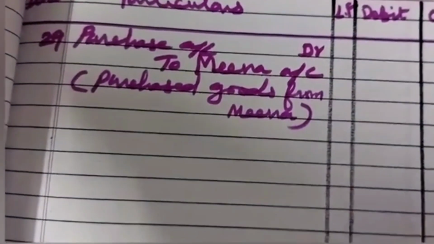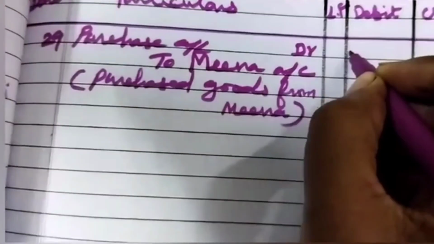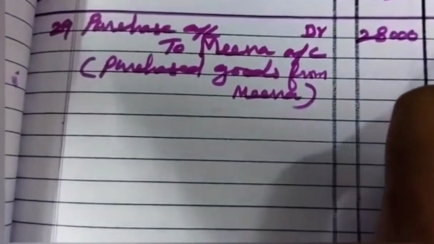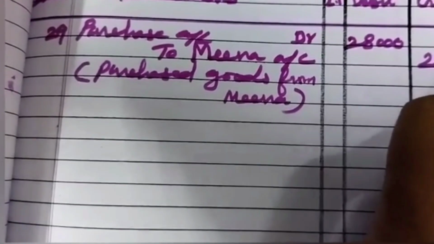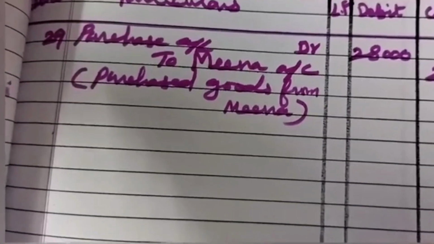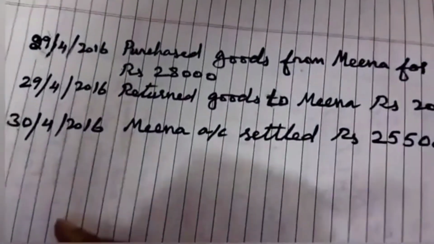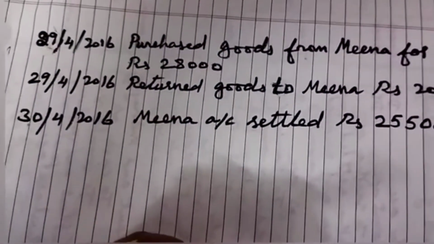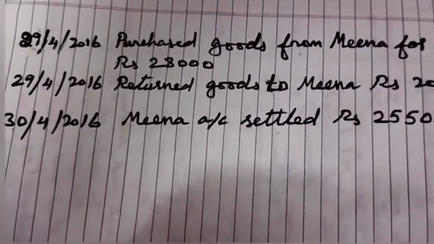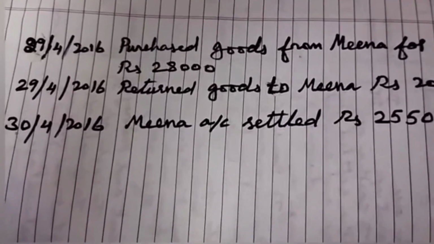Okay, what's the amount? 28,000. So we have to write both the columns 28,000. Then we can go to the next transaction. 29th April 2016, return goods to Meena rupees 2,000. For this one we can prepare the journal entry.